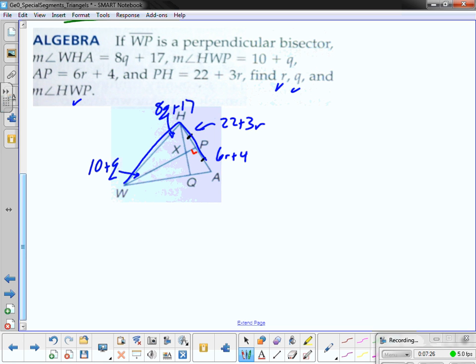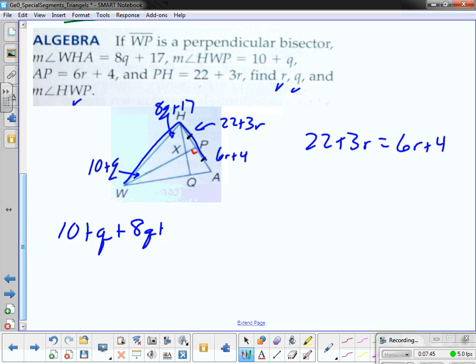Okay, so R is going to be easy. That's going to use the fact that it's a bisector. So the 22 plus 3R has to equal the 6R plus 4. I'm going to solve that equation. Now the other one, I have 2 of the 3 angles in the triangle, and I know the other one's 90. So 10 plus Q plus 8Q plus 17 plus 90 would have to equal 180. Or I can just use that one corollary theorem that says that the 2 acute angles have to equal 90. And that's what I'm going to do just to simplify the problem.